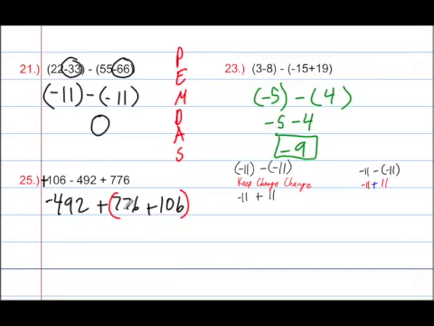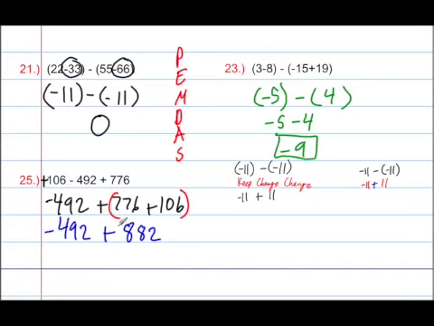So I'm going to first add this together, then I'm going to add that. So let's bring this down. I now have negative 492 plus, what's 776 plus 106? That would be 882.